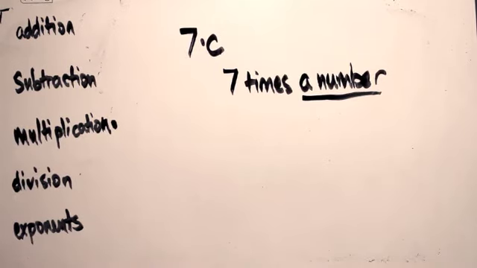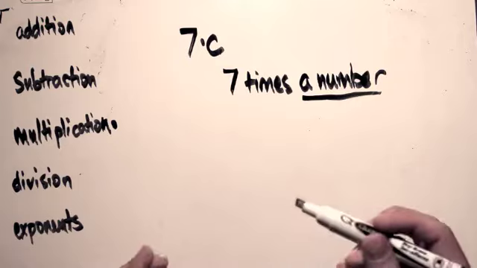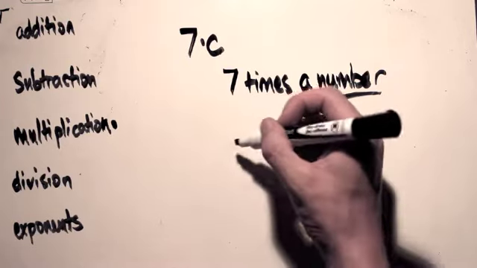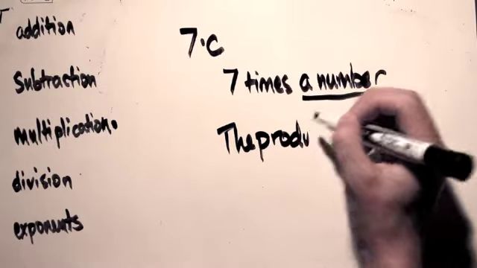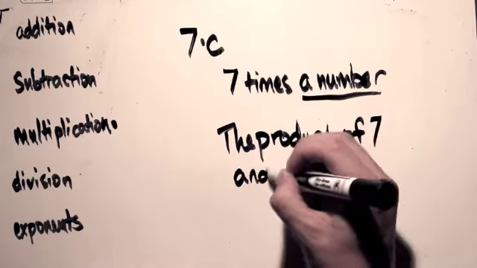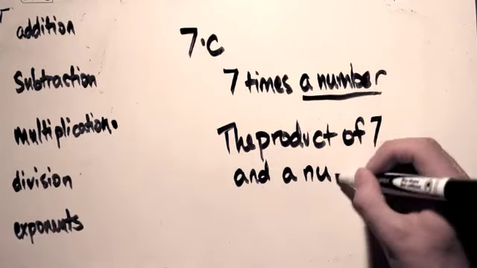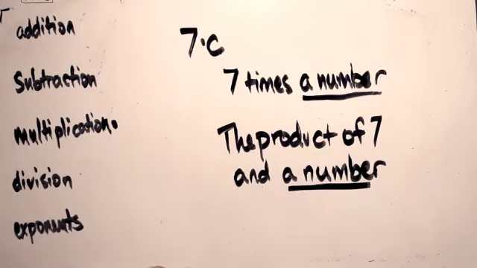A second way that we can describe a multiplication problem is by using the name of the answer to a multiplication problem, which is called the product. So the product of 7 and a number. And again, we used a number instead of c. So that wording, a number, means just the same thing as if we would have said 7 times c.